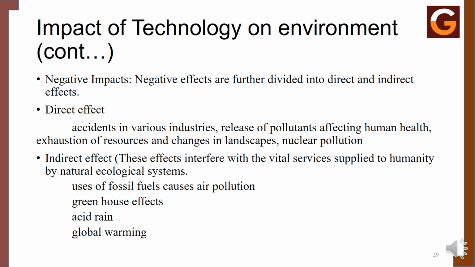When talking about the negative effect, we can divide the negative effect of technology on environment into two, that is direct effect and indirect effect. Direct effect includes accidents in various industries, release of pollutants affecting human health, exhaustion of resources and changes in landscape, nuclear pollution, etc. Indirect effects interfere with the vital services supplied to humanity by natural ecological systems, which includes uses of fossil fuel causing air pollution, greenhouse effect, acid rain and global warming.